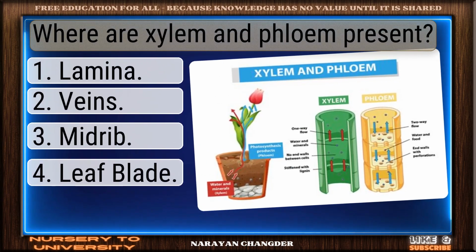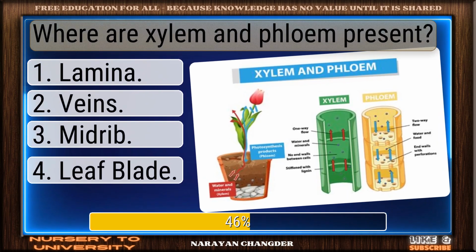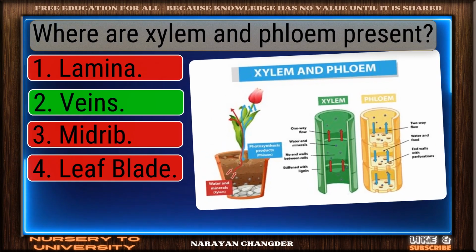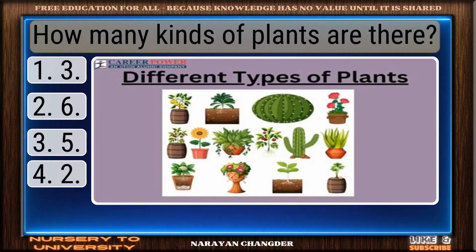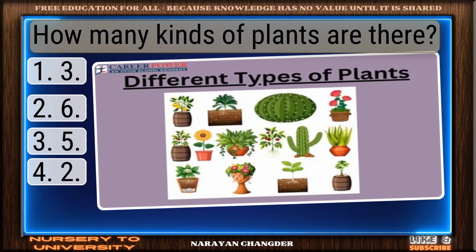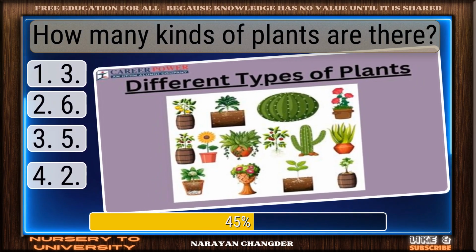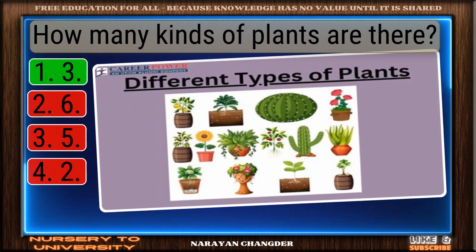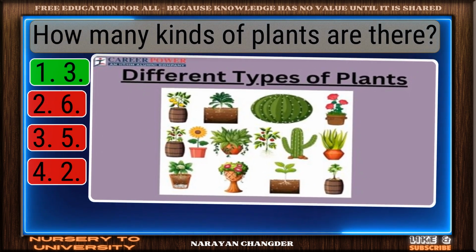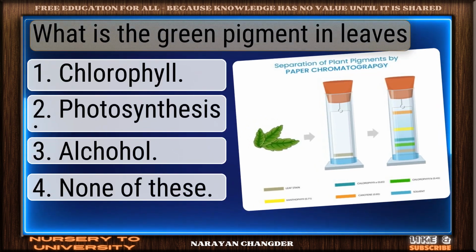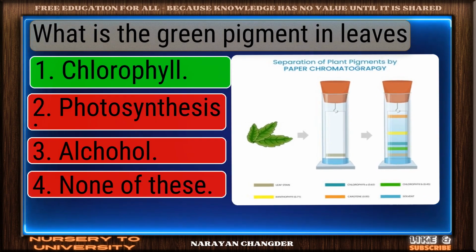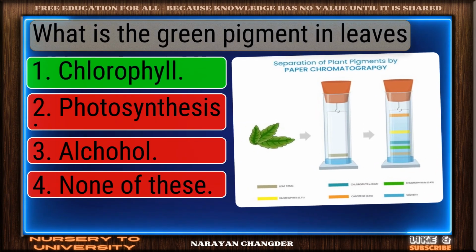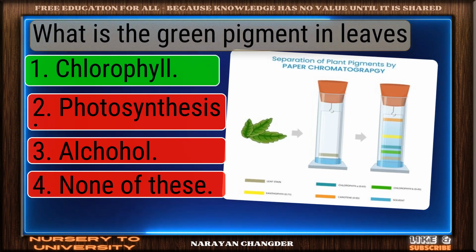Where are xylem and phloem present? Solid response. Veins is a valid choice. How many kinds of plants are there? Strong choice. 3 is the right answer. What is the green pigment in leaves? Great job. Chlorophyll is the accurate answer.